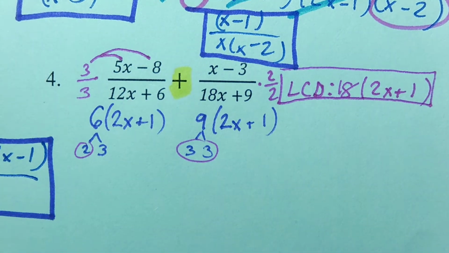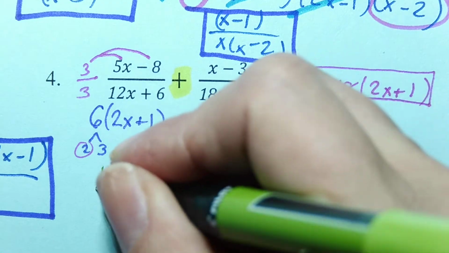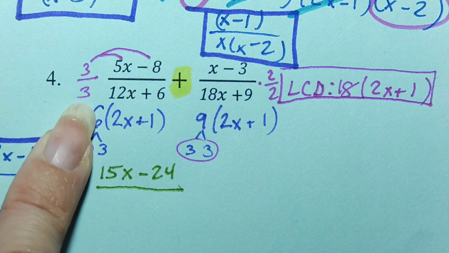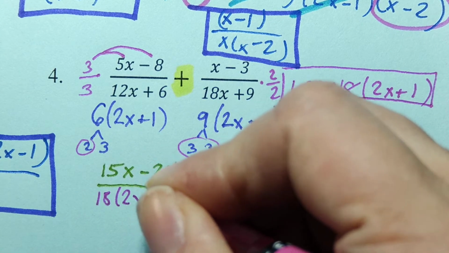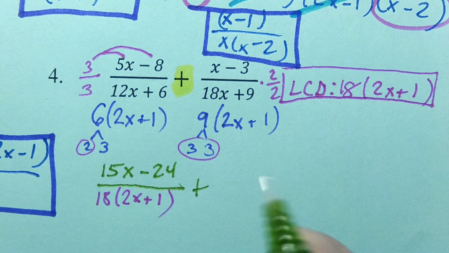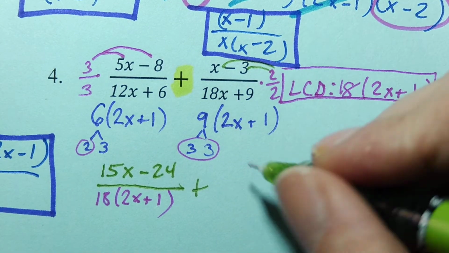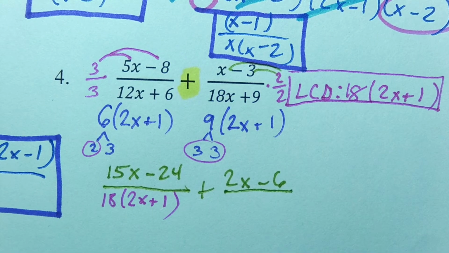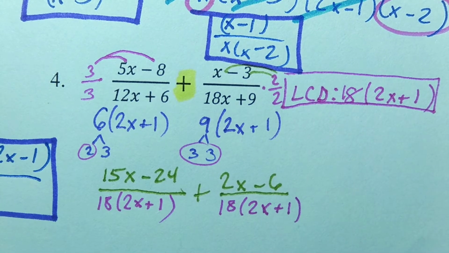So now we distribute on the top. So 15x minus 24. And then slide the denominators together. Now when I slide, we are going to put those monomials together. 3 times 6 is 18. And then the 2x plus 1. Then for our second fraction, when we multiply 2 times x and 2 times negative 3, we get 2x minus 6, all over 18 times 2x plus 1.